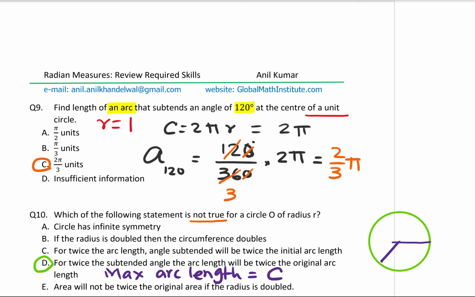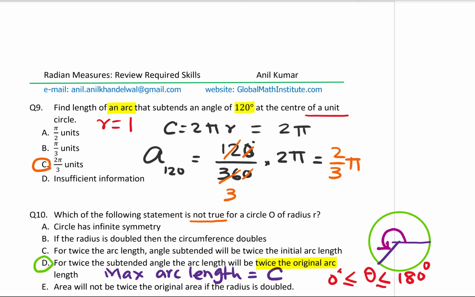Now what happens if I have a reflex angle? So if I have a reflex angle, let's say an angle greater than 180 degrees, in that case what happens? There is a major arc, right? So double the major arc will be more than the circumference. Perfect. So then it is not true. Correct? It is not true. So this is the only statement which is not true: for twice the subtended angle, arc length will be twice the original arc. Now, here is a condition, and the condition is only when the angle, let's say theta, is between 0 degrees and 180 degrees. Only then it is true. Otherwise, it is not true.